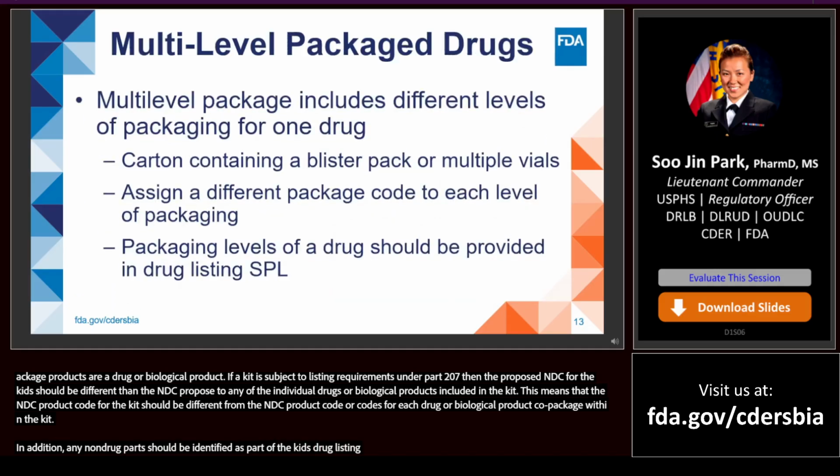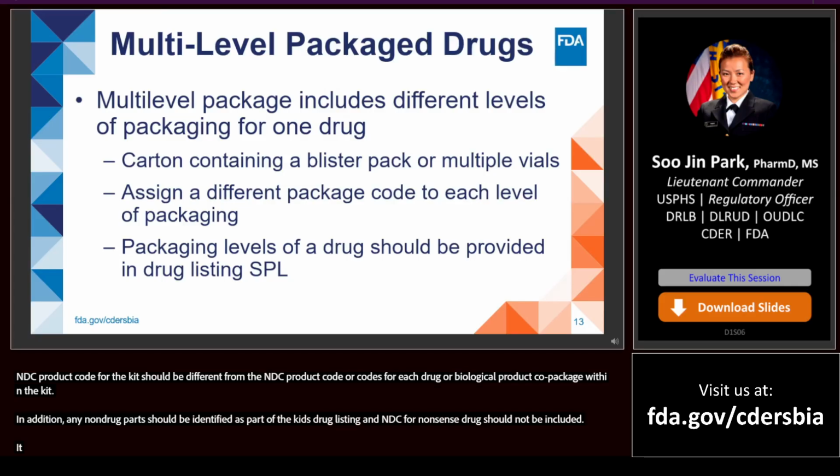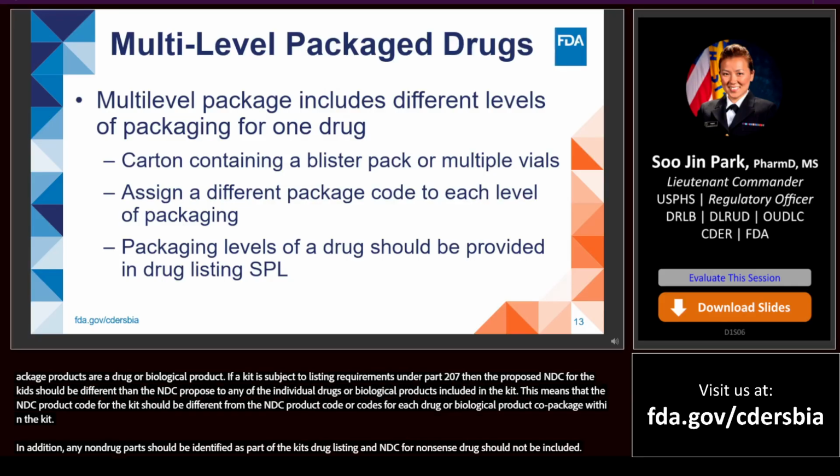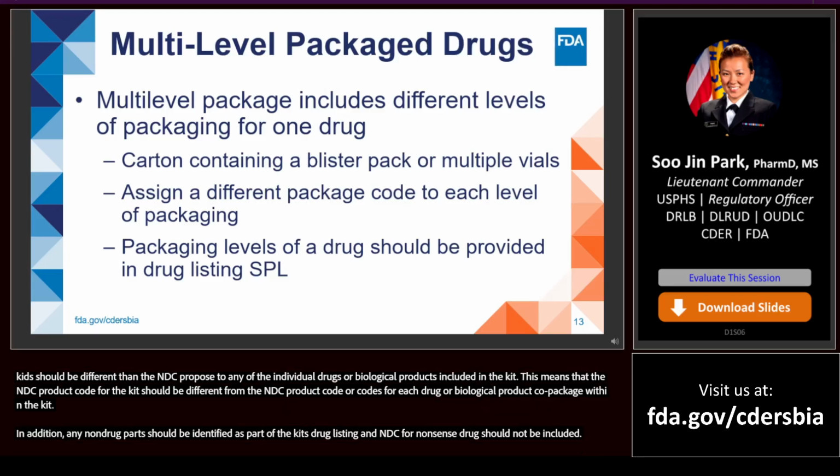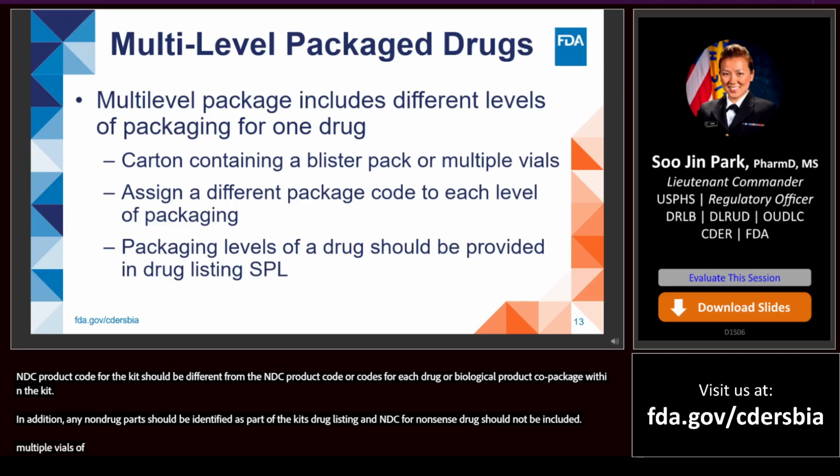A multi-level package includes different levels of packaging for one drug. For example, a carton containing a blister pack of solid oral dosage form or a carton containing multiple vials of an injectable drug. Since the package code segment of the NDC identifies a unique package size and type, you should assign a different package code to each level of packaging.